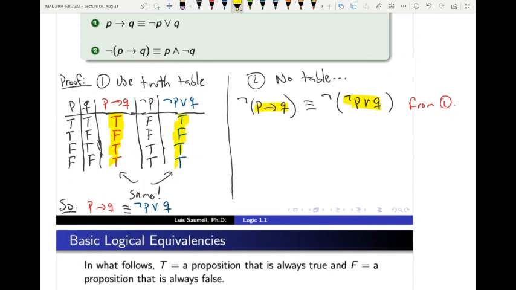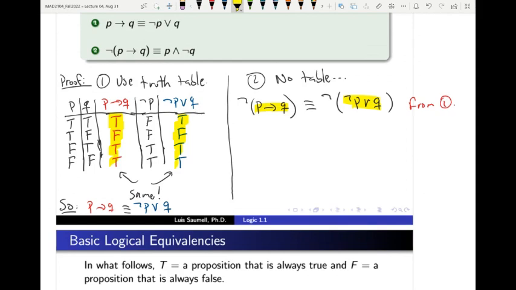Can you also write it as not P and not Q? Where did you get that from? Notes. I don't know, maybe I wrote it down. Not P and Q. Never mind. Different. Okay. So this is equivalent to this.